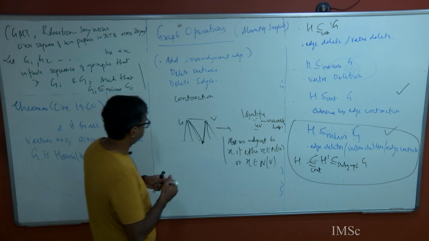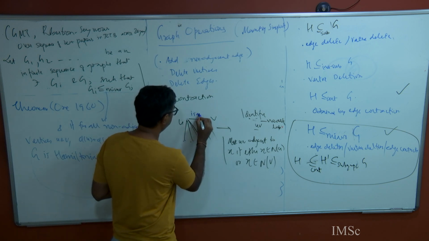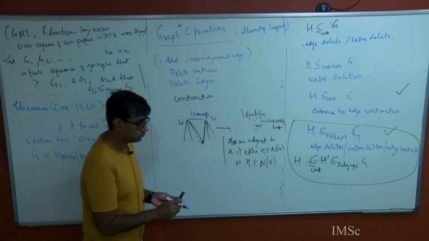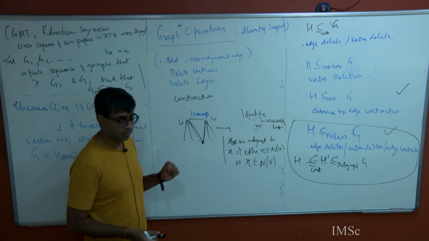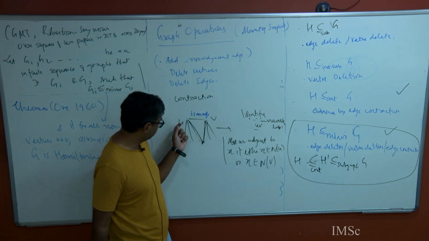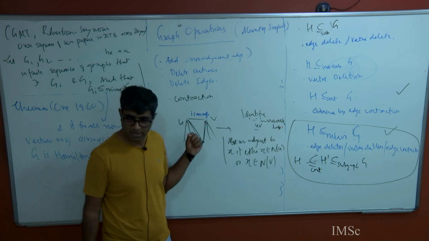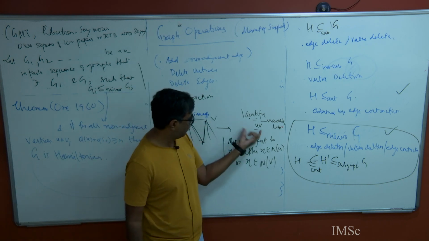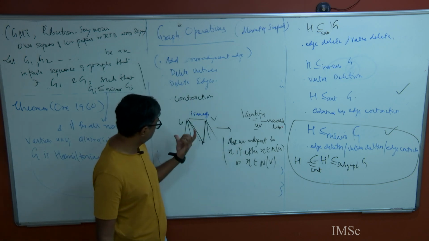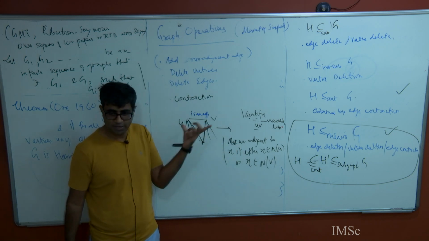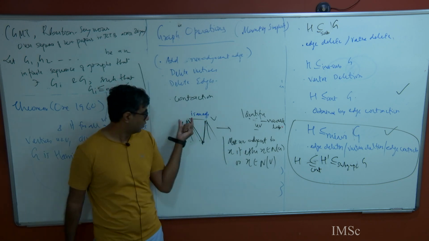Pick up an edge, UV is an edge. You delete the edge UV, and delete the vertices U and V, so automatically the edge will be deleted. Now think of it this way: I take UV and I contract along the edge UV.